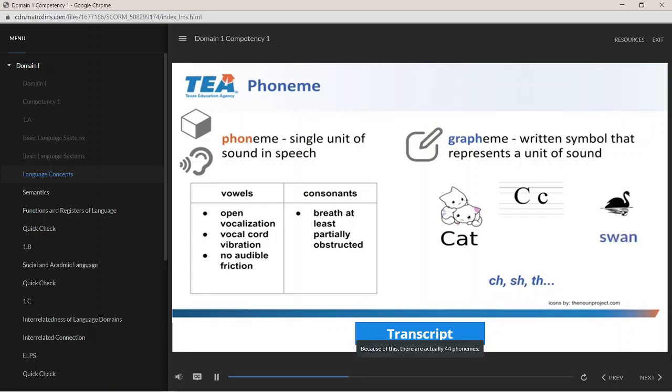Because of this, there are actually 44 phonemes: 20 vowel sounds and 24 consonant sounds. There are even more graphemes in English, approximately 250 in fact, as groups of letters are often combined to make a single sound. A phonemes chart is provided in the appendix to the accompanying manual for this course and is linked in the resources. While it is not necessary to memorize every phoneme, much less every grapheme, it is important to be familiar with these terms as fundamental language concepts.